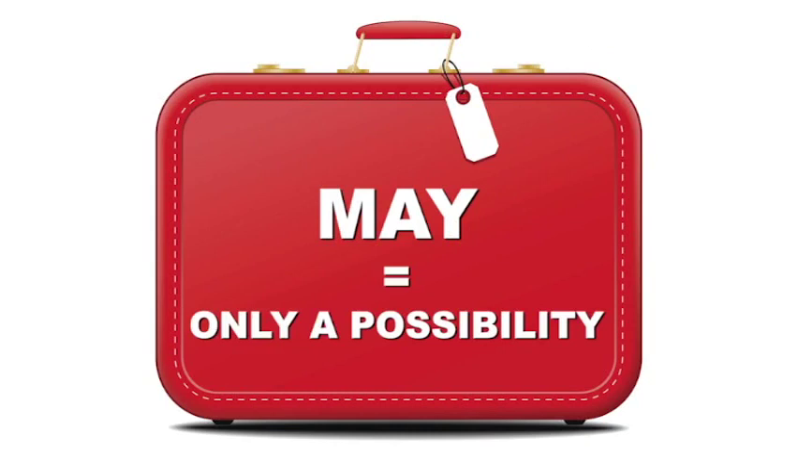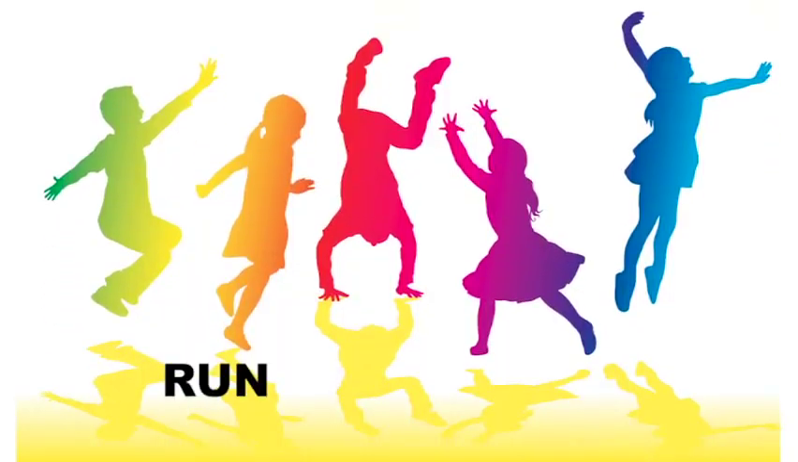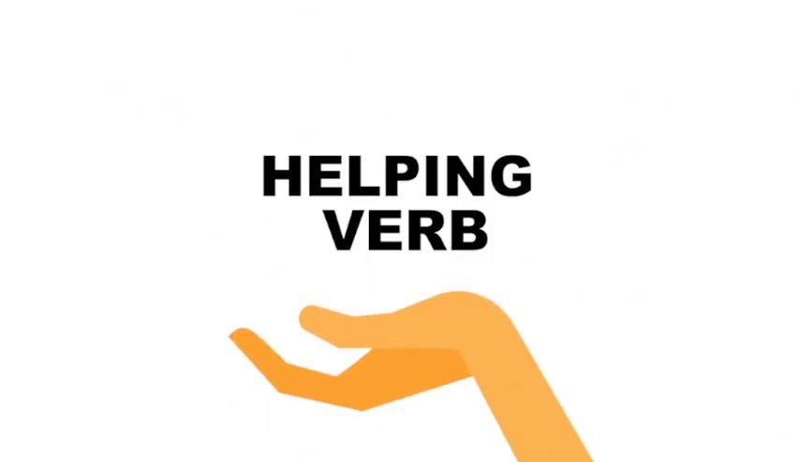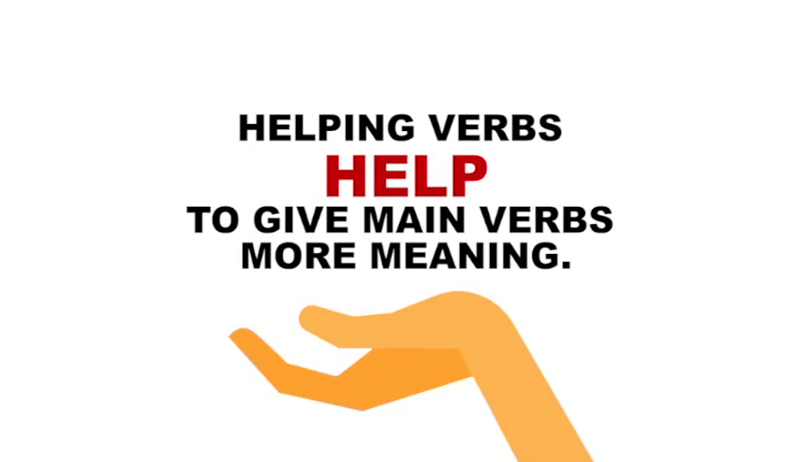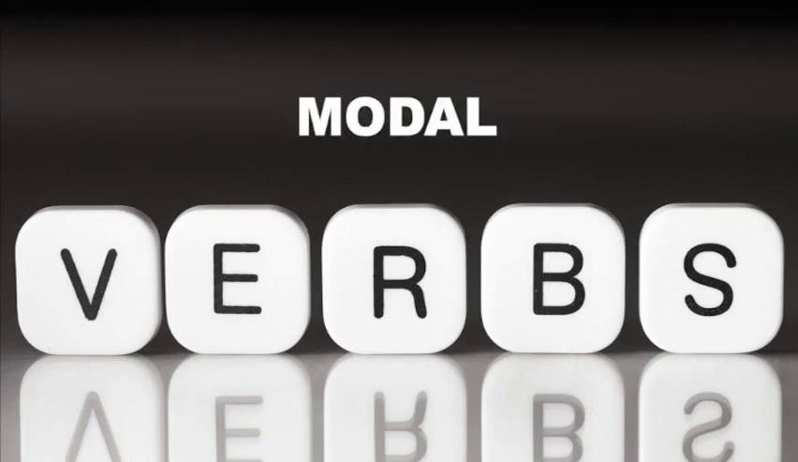Did you know that the word may is actually a type of verb? It's not an action verb like run, dance, or think. It is a special kind of helping verb. Remember, helping verbs help to give main verbs more meaning. The helping verb may gets to have a very fancy title. Words like may are called modal auxiliary verbs. We will just call them modal verbs for short.